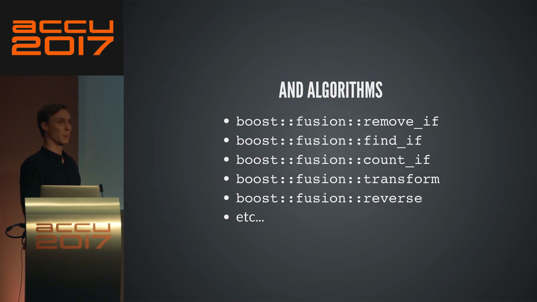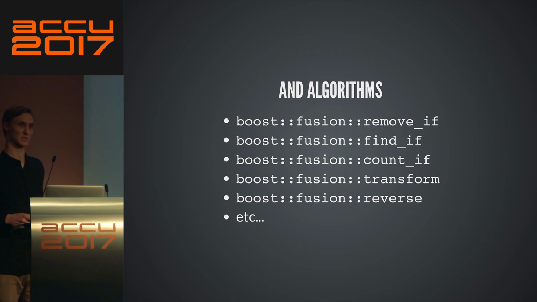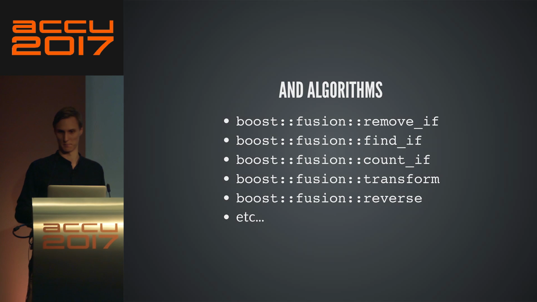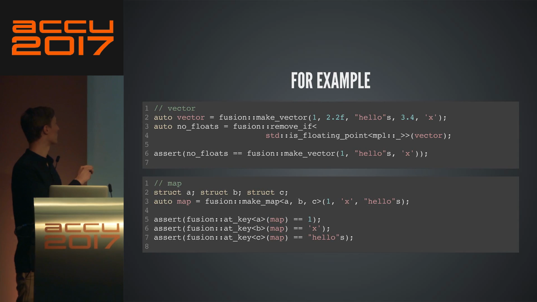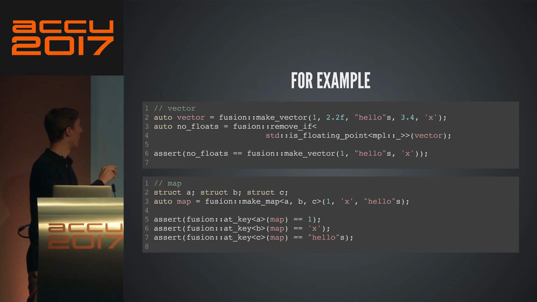And then you have algorithms, a little bit like the MPL algorithms, and a lot like the standard algorithms. And they work on Fusion sequences, and so on. All right? And so for example, if you create a vector, you go fusion make vector, you should read that as std make tuple, essentially, except you can't do algorithms on tuples yet. So you create a vector with 1, and then a float here, and then I did that on purpose. Hello is a std string, right? I'm using the new user-defined literal. So this is a std string. There's an allocation behind that. It is very much runtime.